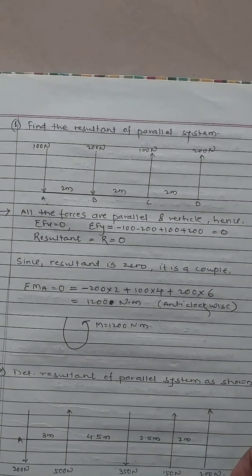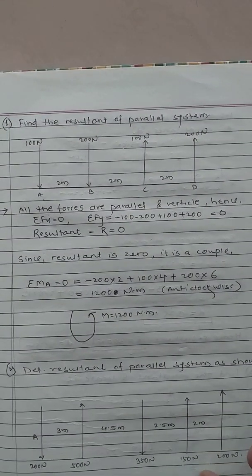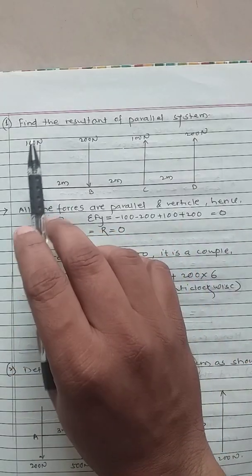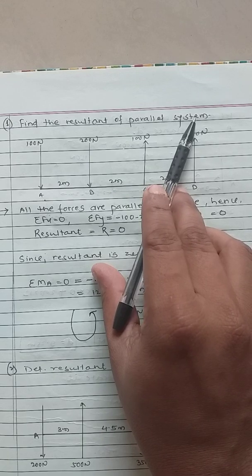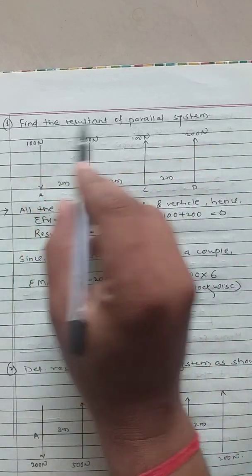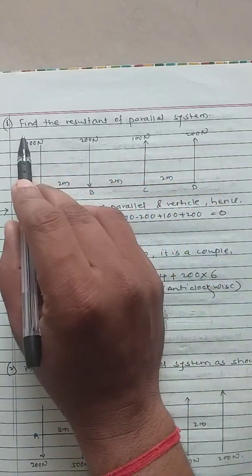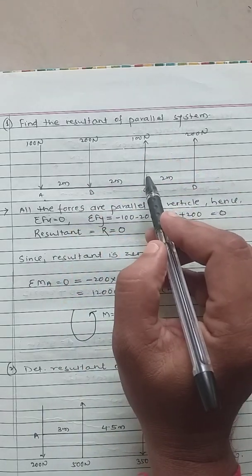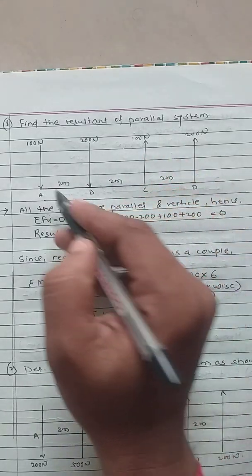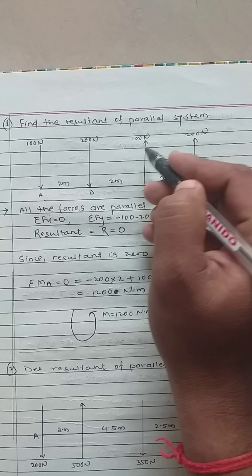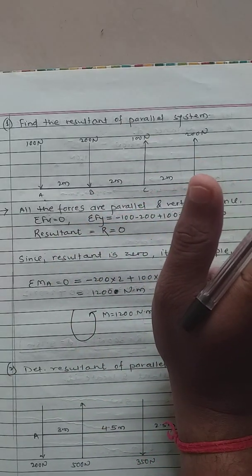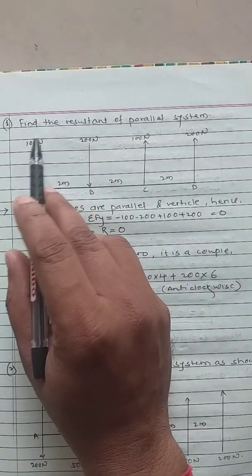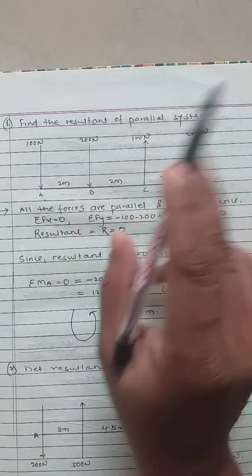This was asked for 5 marks in a university exam. Okay, look at the problem. Find the resultant of the parallel force system. Sometimes it will not be stated that the system is parallel. Find the resultant of the following force system. So we just have to identify that these 4 forces are exactly parallel to each other, hence it is a parallel force system. Okay, but here it is mentioned to find the resultant of the parallel force system.